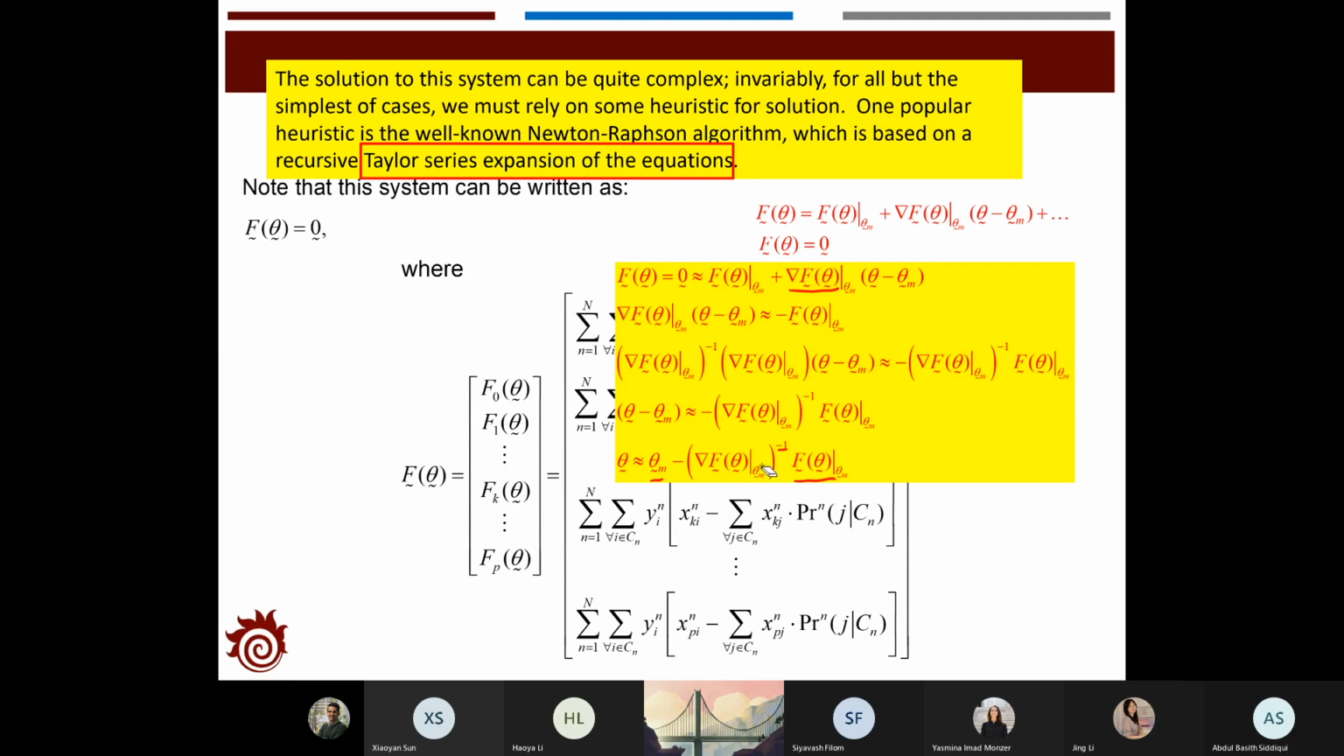So this is the equation that we're going to use to do the iteration. We need to find the value of f(theta) given theta equals theta_m, and the first order derivative of f(theta) at theta equals theta_m. Once you have these two values, you will be able to apply this equation to do the iteration, and eventually find the optimal value of theta.